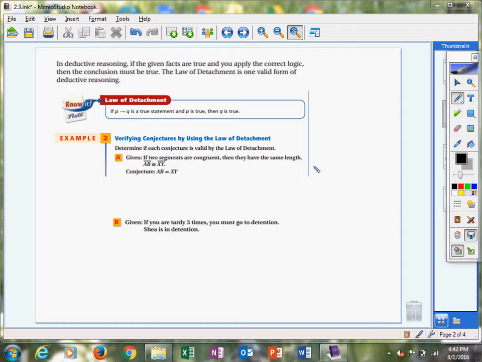In these next two examples, we're going to mark them either valid, the conjecture is valid, which means it's true, or the conjecture is not valid, using this law of detachment. You may want to grab your blue and red markers again, highlighters, pens, whatever you've been doing. Remember, blue has been our hypothesis, and red has been our conclusion. Okay, so we may want to color code these to help with this a little bit.